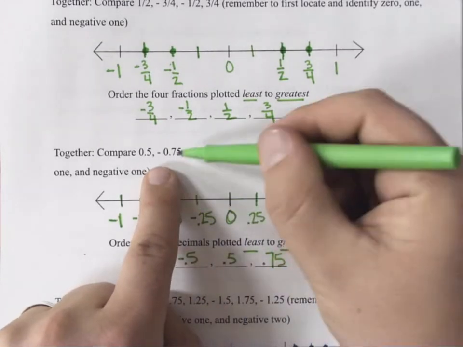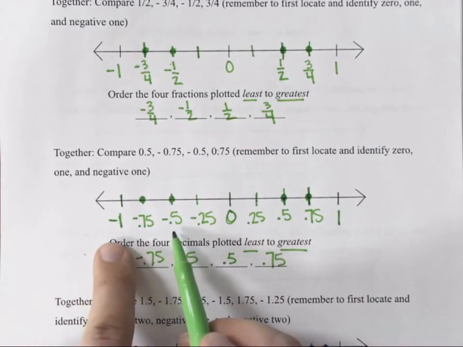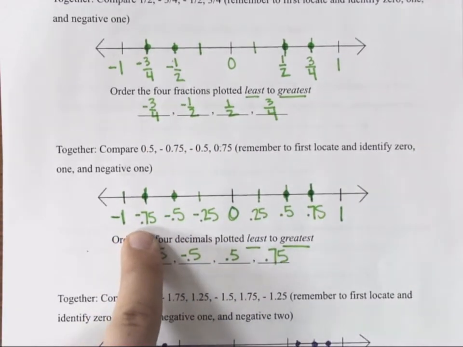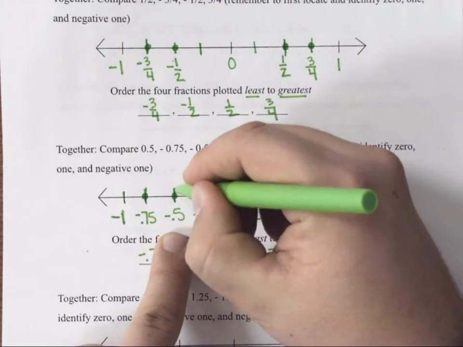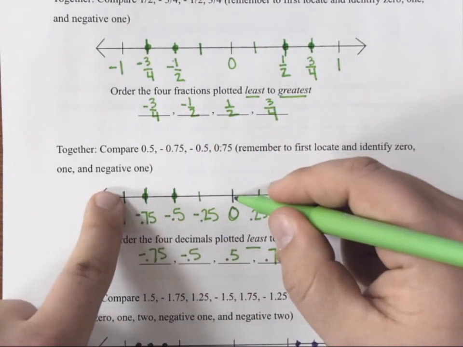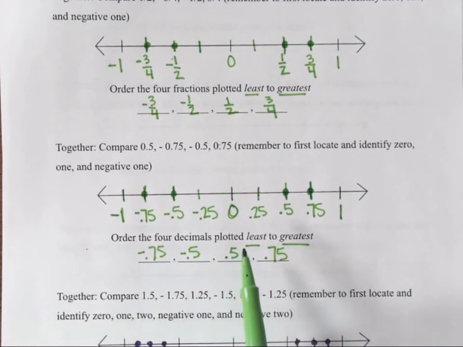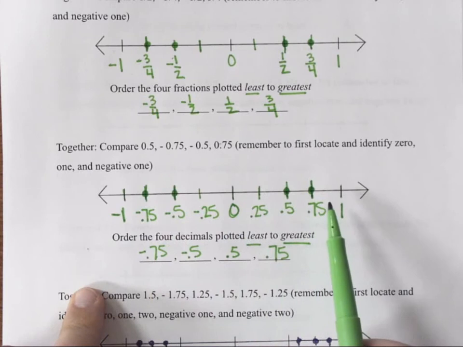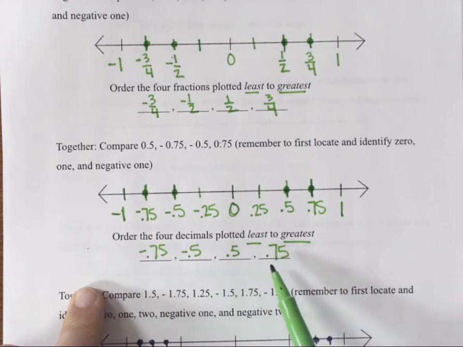Now the negative numbers, I have a negative 0.75. Again, on the negative side, in between negative 0.5 and negative 1, here is negative 0.75 and negative 0.5, which is right in between 0 and negative 1. So if I'm ordering those 4 decimals plotted from least to greatest, I would start from the left and work my way across to the right. Negative 0.75, negative 0.5, 0.5, and 0.75.